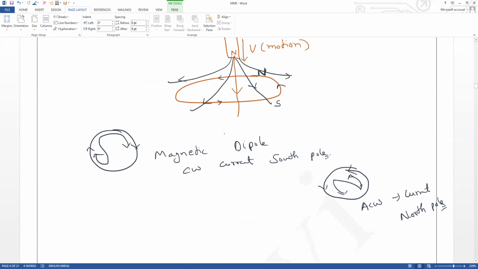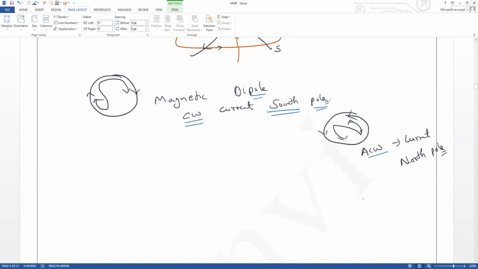So for a magnetic dipole, if the current is clockwise, it is a south pole. Then the opposite side will become what? North pole. If the current is anti-clockwise, then it is a north pole, and the opposite side will become what? South pole. Am I right, guys?